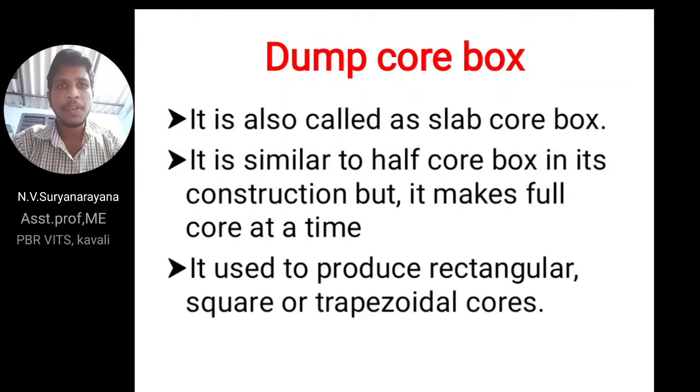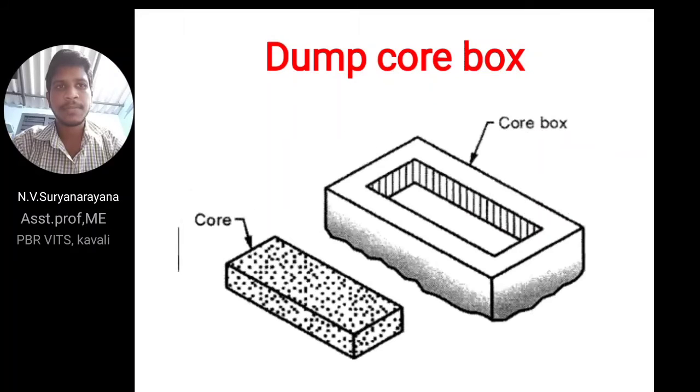It is used to produce rectangular, square or trapezoidal cores. This one is dump core box. That is the difference between half core and dump core box. Half core, one half at a time; dump core box, full at one time. That means the full core is prepared at one time.